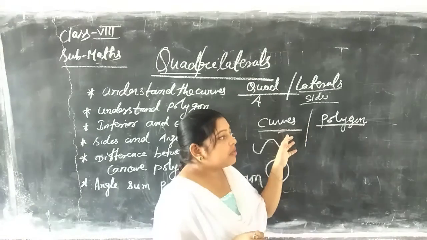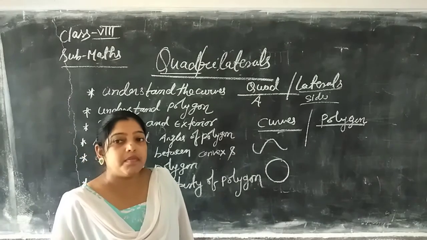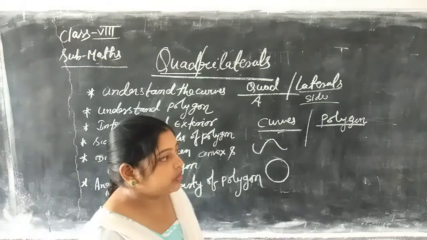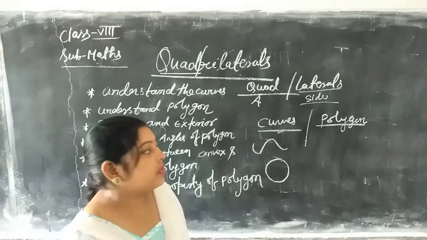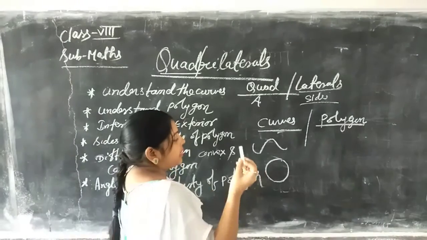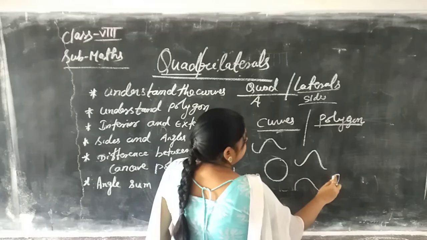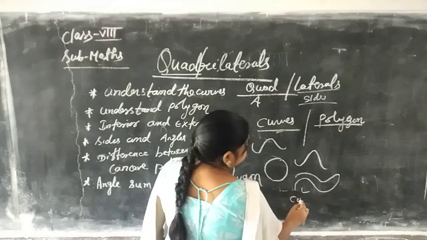A curve means we make a figure on a plane surface without lifting the pen or pencil. We make any figure without lifting the pen or pencil. That is called a curve. Just like this, with a chalk I make some figure. This figure is called the curve.